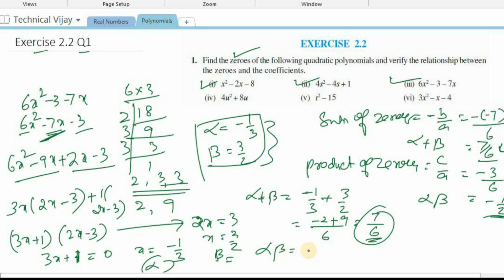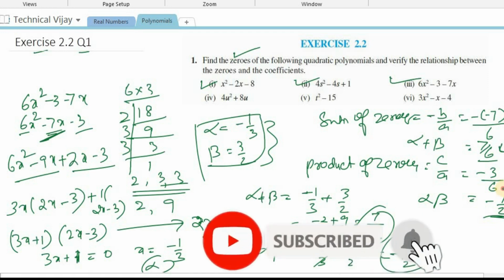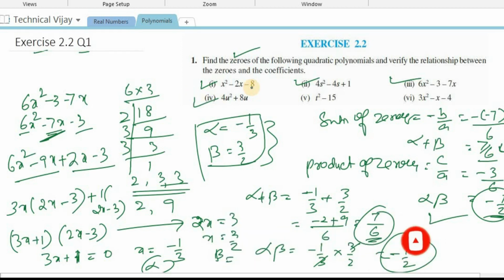Alpha into beta is equal to minus 1 by 3 into 3 by 2, the 3s cancel. This is minus 1 by 2. This one and this one are verified. Okay, next we will go for the fourth one.